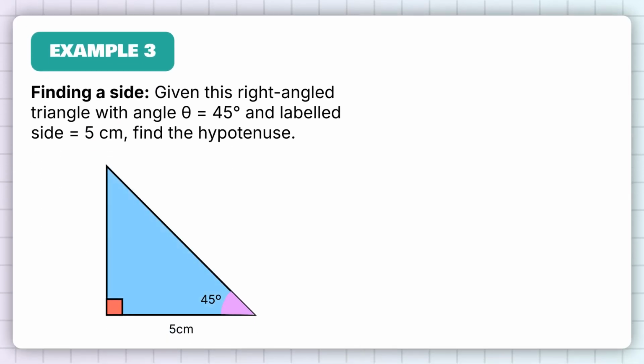Here's another example. Given this right-angled triangle with angle theta equal to 45 degrees and labeled side equals 5 centimeters, find the hypotenuse. We won't put the step-by-step guide up this time, so see if you can solve this problem without it. First note that the 5 centimeter side is next to the 45-degree angle, meaning it's the adjacent. As we have a hypotenuse and an adjacent, CAH is the appropriate ratio.